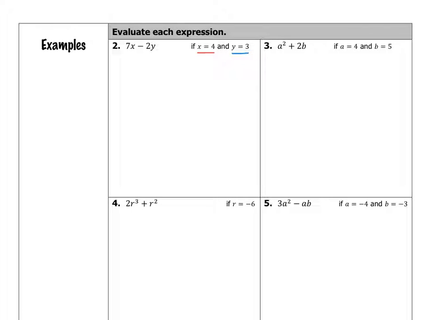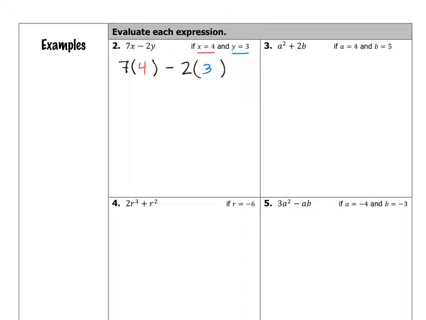So we set this up by rewriting the expression, but instead of putting in our variables, we're going to leave parentheses where they were. So I'm going to set the problem up like this. Just replacing my x and my y with a set of parentheses each. And then inside of those parentheses, I'm going to substitute what these variables are equal to. The problem is telling me that x is equal to 4 and y is equal to 3.